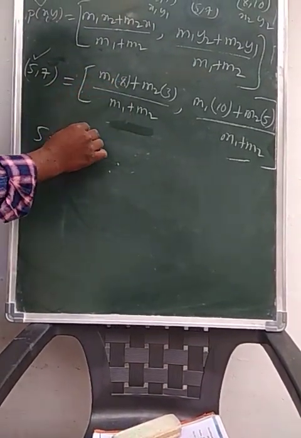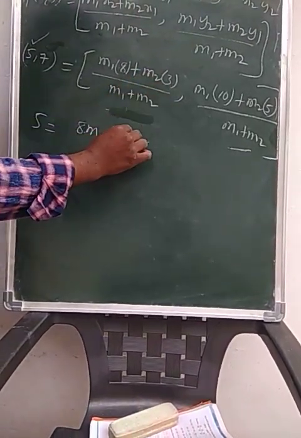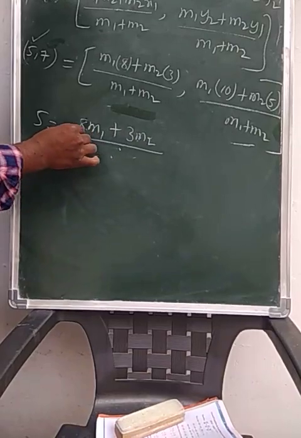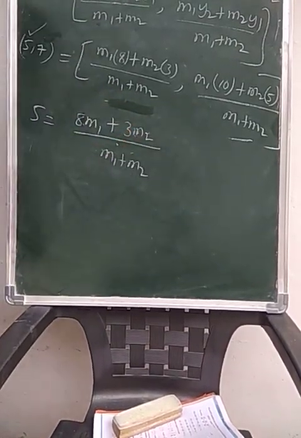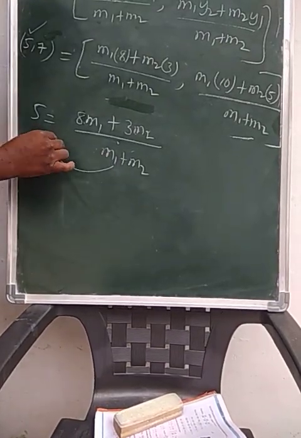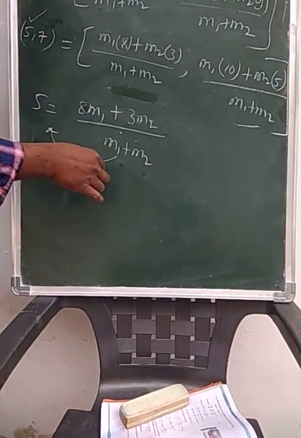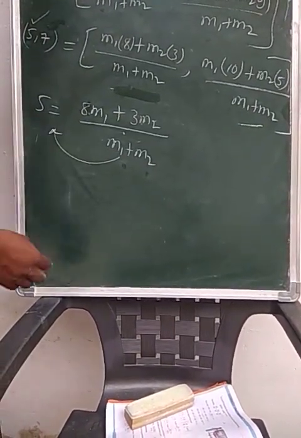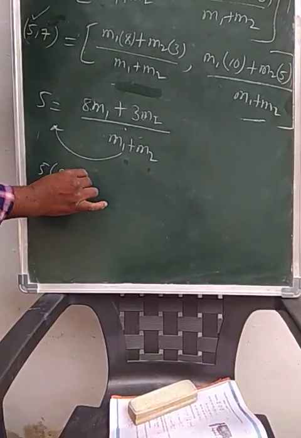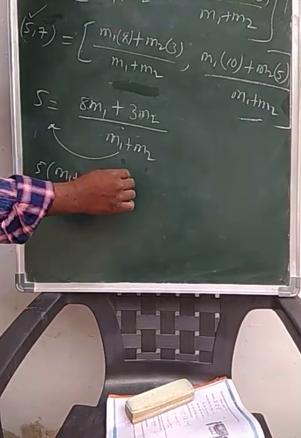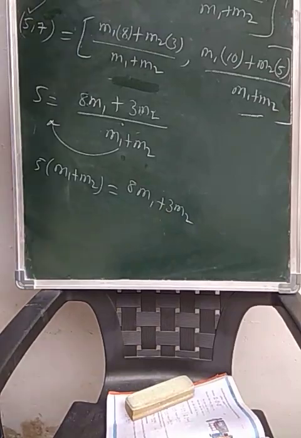m1 into 8 means that is 8 m1, plus m2 into 3 means that is 3 m2, by m1 plus m2. Now we are transposing the division quantity to the LHS, it becomes a multiplication quantity. So 5 of m1 plus m2 is equal to 8 m1 plus 3 m2.